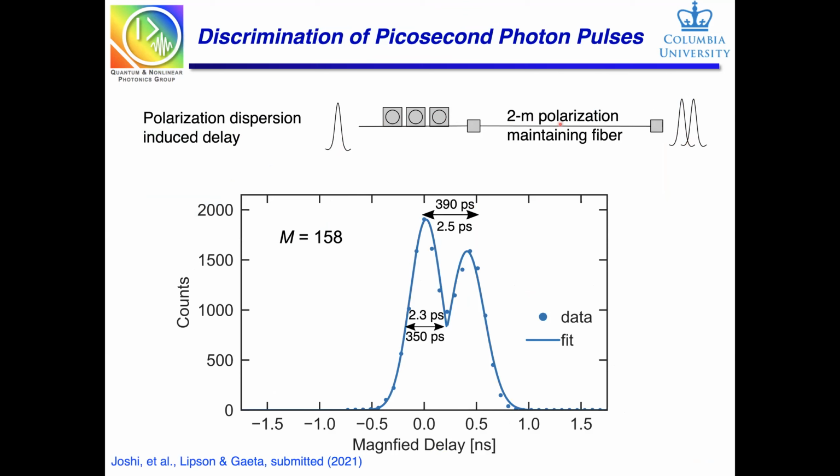It turns out that in our particular case, the two pulses that come out are about two picoseconds apart. But now we pass them through our time lens, and even with our relatively slow superconducting detectors, we can actually resolve them, because now these two photons have been split into 390 picoseconds apart.